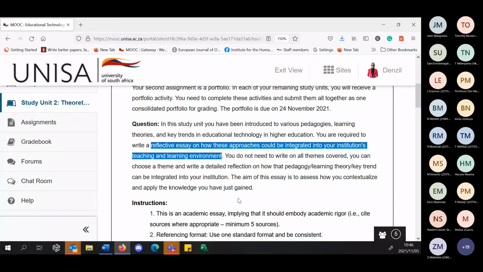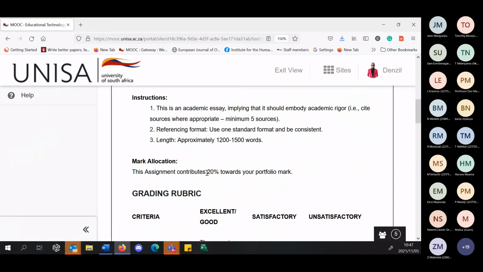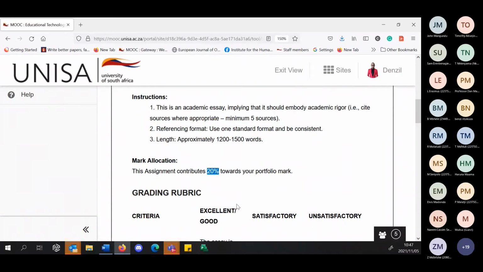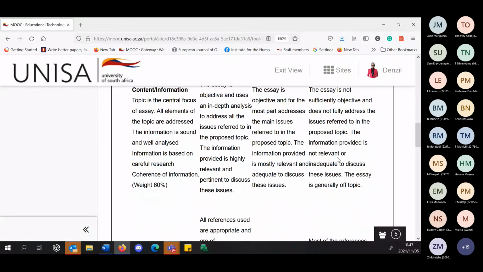Instructions, colleagues, are exactly the same as you had for your blog. So academic rigor, referencing format and length are the same. Remember, this contributes the balance of 20% towards your portfolio mark. And the criteria are all the same as your blog. I try to keep the same criteria because the idea of the blog was to get you adapted to the kind of rubric that we're working to. So I'll use the same rubric as we go throughout. It's the exact same criteria, the rubric, as the blog, and you work towards it.